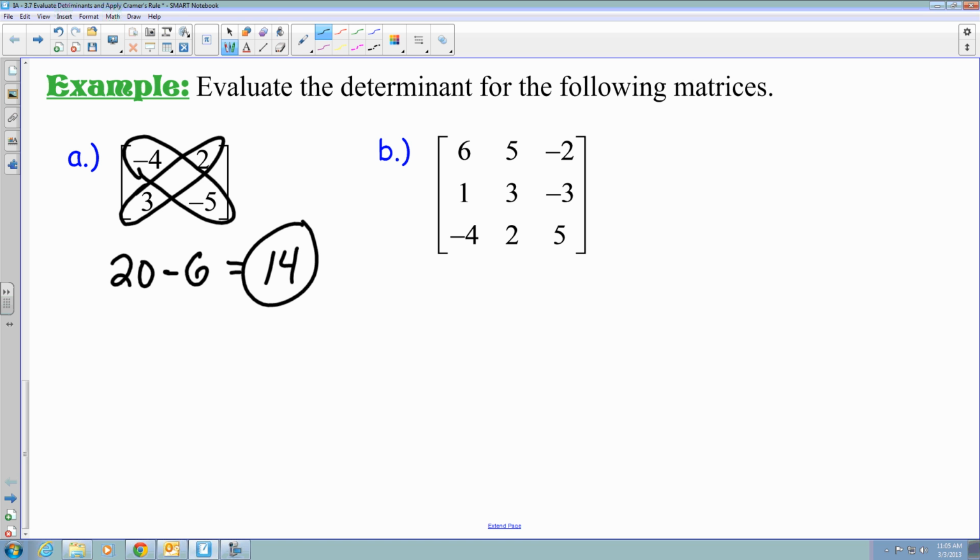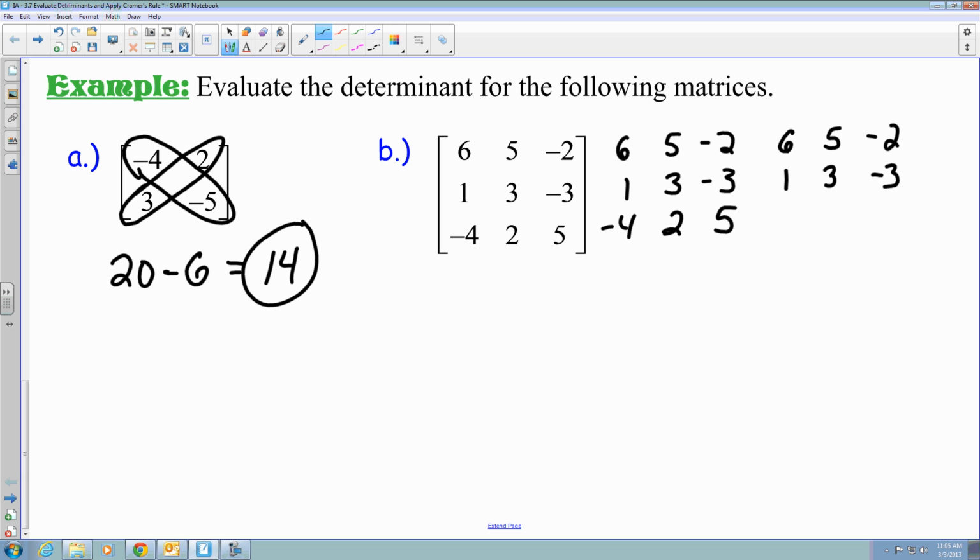Now when I look at B, what I'm going to do is just rewrite the matrix. I'm going to go 6, 5, -2, 1, 3, -3, -4, 2, and 5. And I'm just going to repeat that again: 6, 5, -2, 1, 3, -3, -4, 2, and then 5. Now I'm going to circle all the first products that I'm going to multiply from.